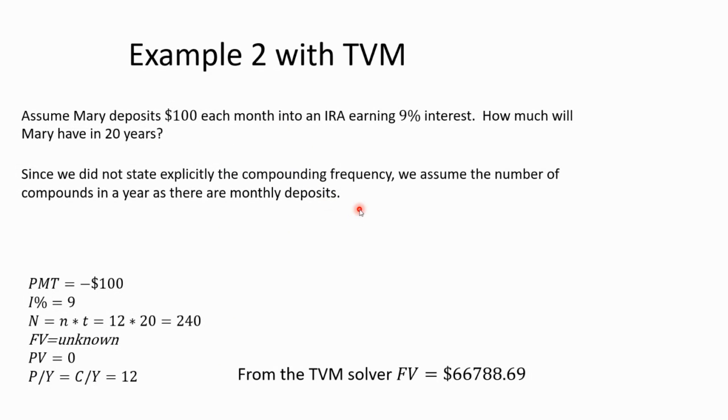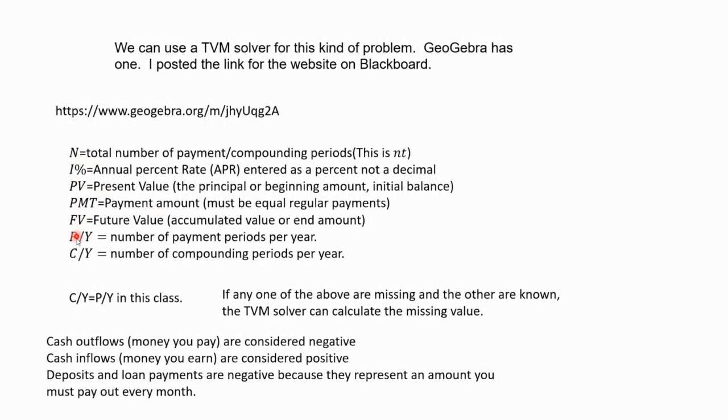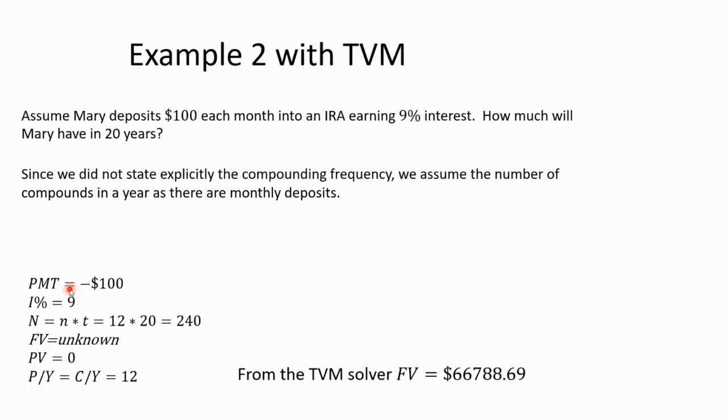Okay, so to use our TVM solver, we have to put in this data. We have to know what these data values are. Well, PMT, that's her monthly deposit. That's a negative number here for the TVM solver. Negative $100.